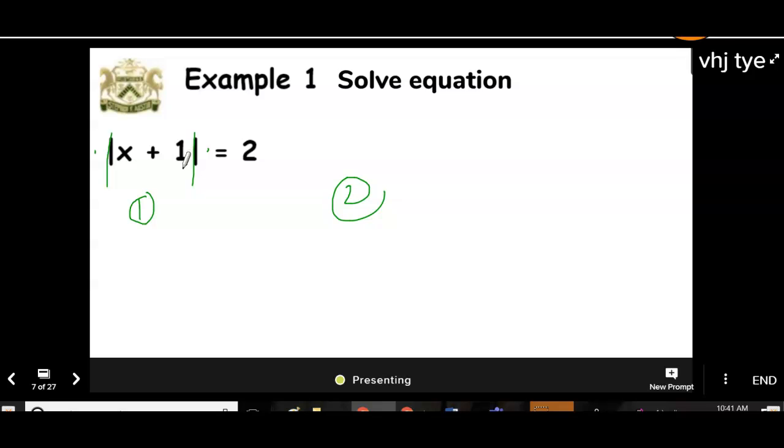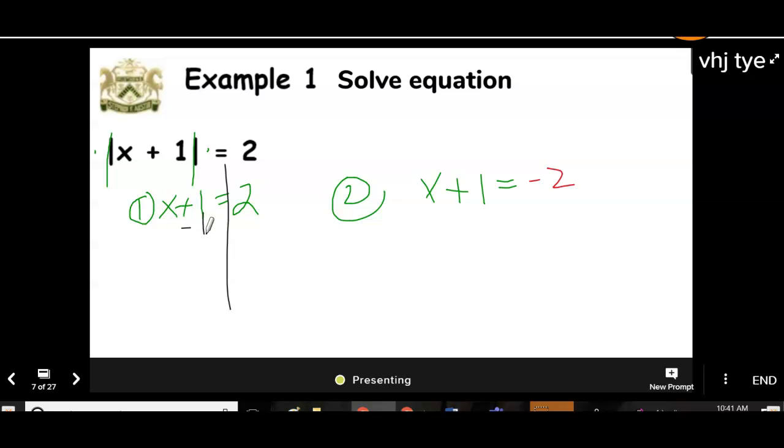The first one is the inside equals 2. Inside is x plus 1, so it equals 2. The second one is the inside equals -2. So you have these two equations and then solve them.